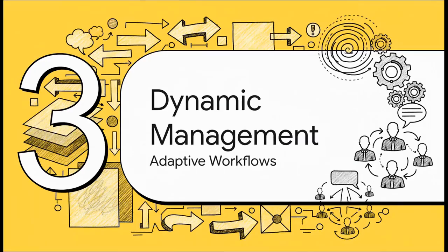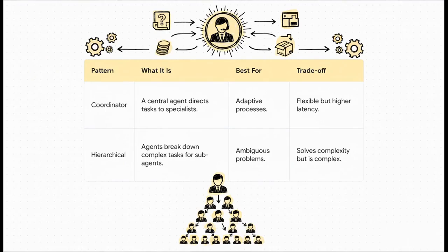But what happens when the job isn't a neat, predictable assembly line? What if you don't know the exact steps ahead of time? That's where dynamic patterns come into play. These systems behave less like a factory floor and a lot more like a project management team that can think on its feet. With the coordinator pattern, you have a central manager agent. Its whole job is to look at a new request, figure out what needs to be done, and then delegate the work to the right specialist agent. Like a smart customer service router.